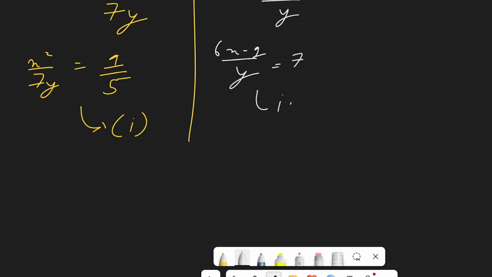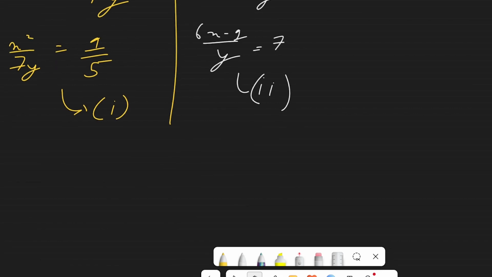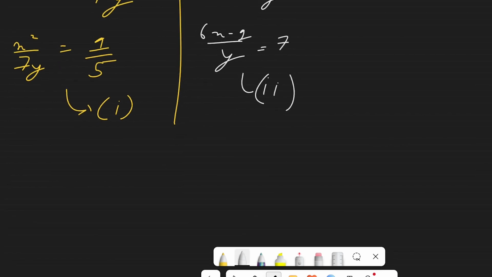Now we will simply solve them simultaneously. We can do it by the substitution method. Let me show you what that means. First of all, let me make y the subject. You can make x or y the subject from either equation. I'll make y the subject from equation number 2. So 6x minus 1 is equal to 7y, and now y is equal to 6x minus 1 over 7.